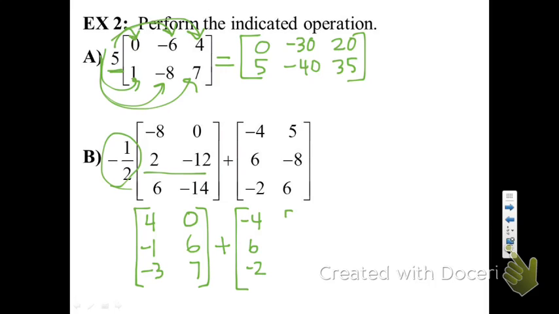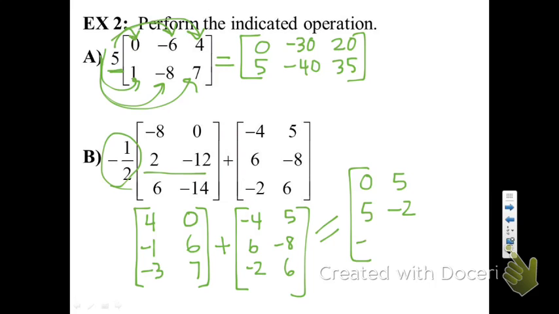And I'm just copying the matrix down. And then I'm going to write the answer up a little higher. So I'm going to add those. Remember to add corresponding positions, so I take the 4 in the first matrix plus the negative 4 in the second matrix to get 0. Going across, 0 plus 5 is 5. On the middle rows, negative 1 plus 6 is 5. 6 plus negative 8 is negative 2. Negative 3 plus negative 2 is negative 5. 7 plus 2 is 13, and then you're finished.